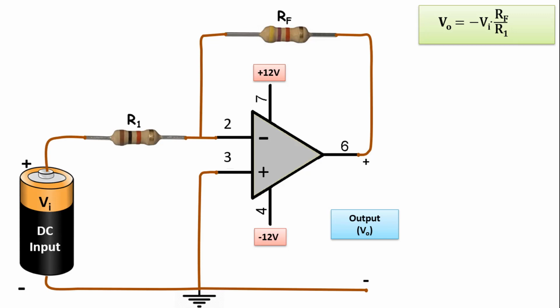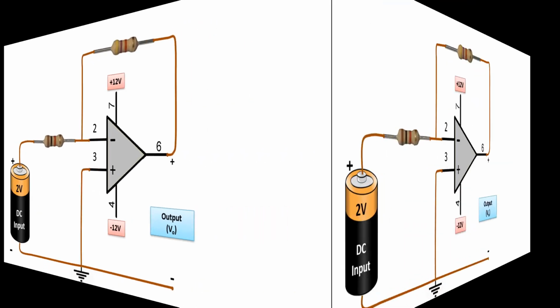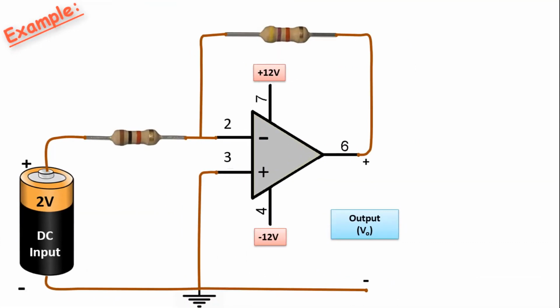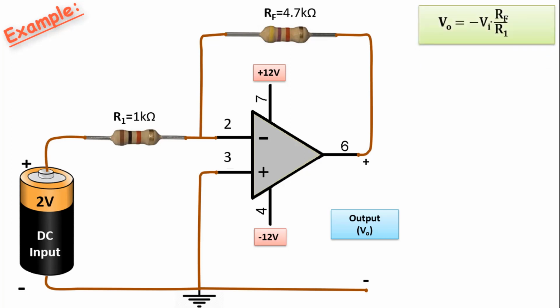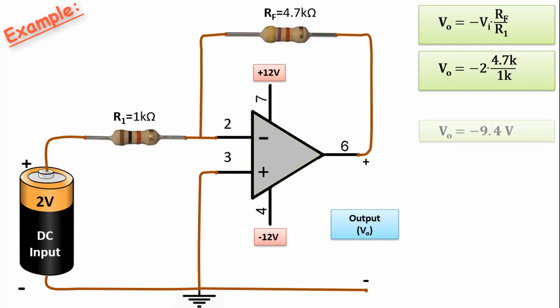We can better understand what we are saying by solving an example. Let the input value be 2 volts DC. Let the resistor values be, for example, R1 equals 1 kiloohm and RF equals 4.7 kiloohms. What is the output value? Our formula VO equals negative Vi times RF over R1. If we substitute the values, VO equals negative 2 times 4.7 kiloohms divided by 1 kiloohm. If we do this operation, we find the output value as negative 9.4 volts.